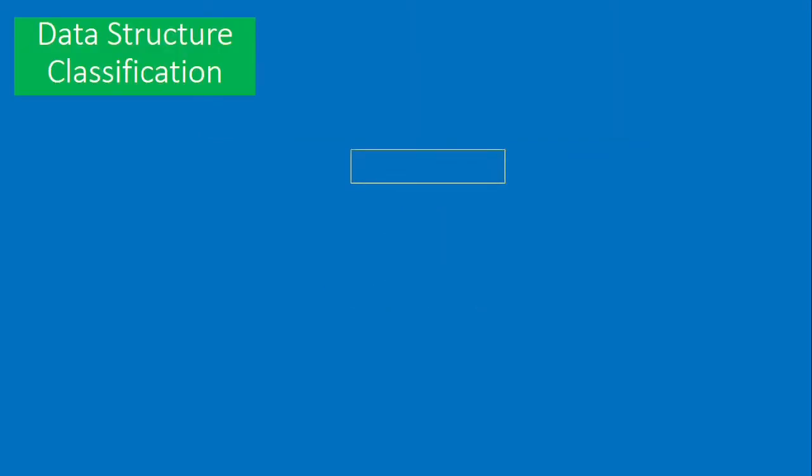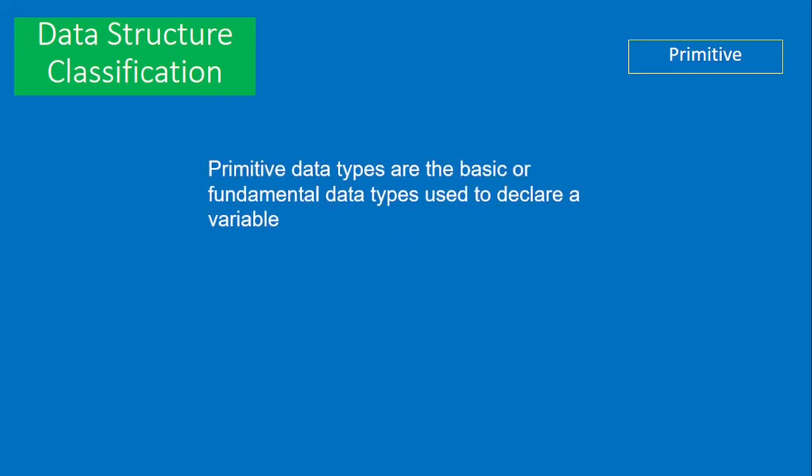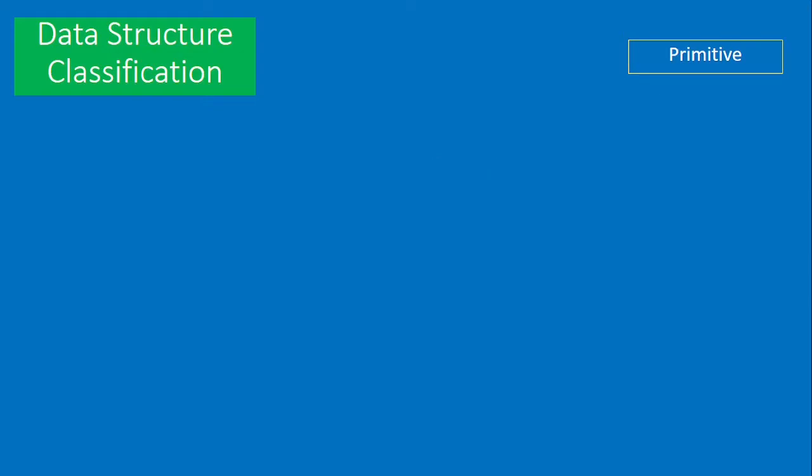Data structure can be divided into two types, primitive and non-primitive. A primitive data type is a fundamental data type that is used to declare a variable. This is basic, and a primitive type can store only one type of data and holds a single value. For example, integer is a primitive type. The integer data type contains numeric values, whole numbers that can be either negative or positive.